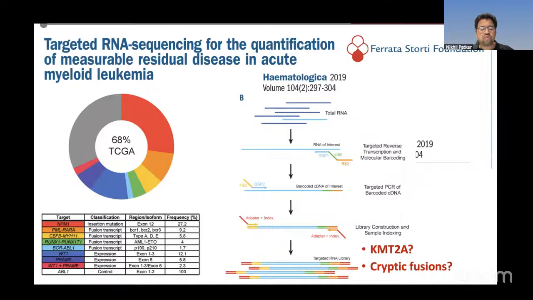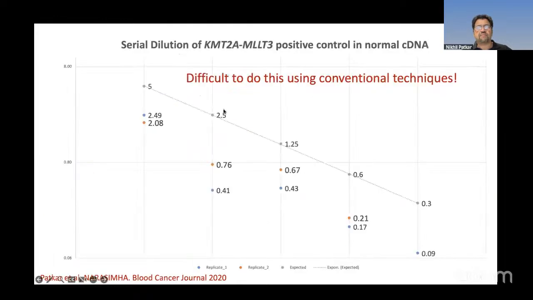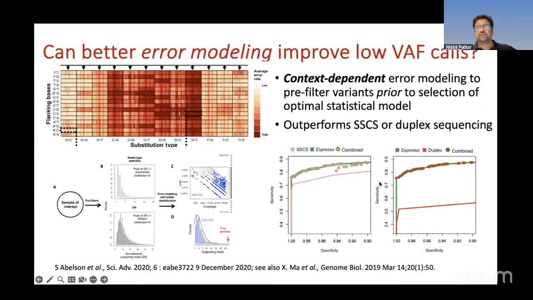You can also do MRD detection by tracking RNA fusions. This was shown by Chris Hourigan's group some time ago, that you can detect these fusions as well. We too developed our own assay, Narasimha, and we demonstrated that using the myeloid panel, you can detect these fusions at a lower time point. We could detect mutations up to 0.1% and fusions up to 0.1%, irrespective of the knowledge of the partner. Tracking of MLL fusion has been done in this manner.